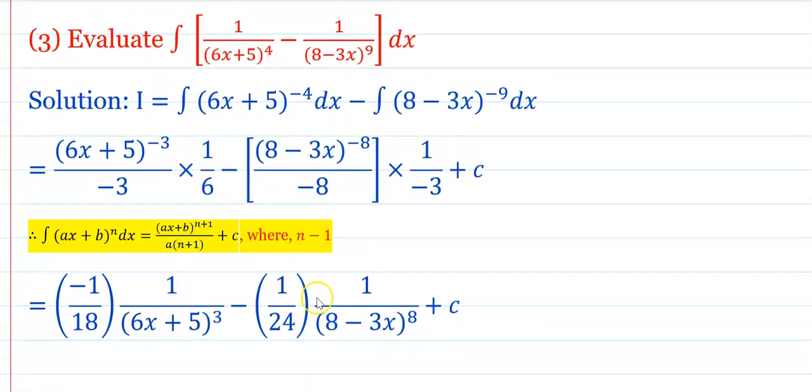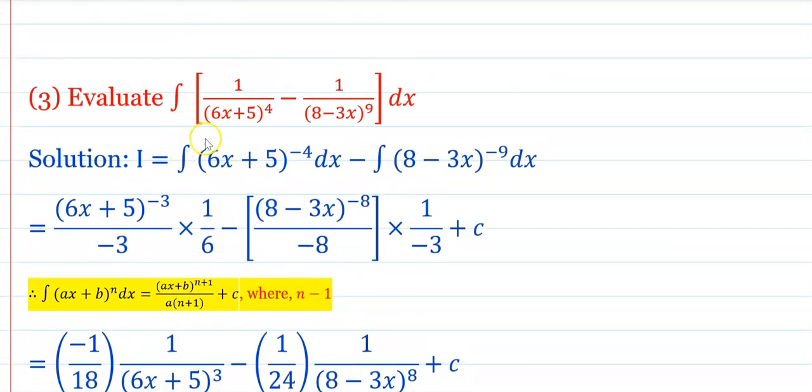Now the next. Evaluate the integral of [1 upon (6x plus 5) to the power 4 minus 1 upon (8 minus 3x) to the power 9].